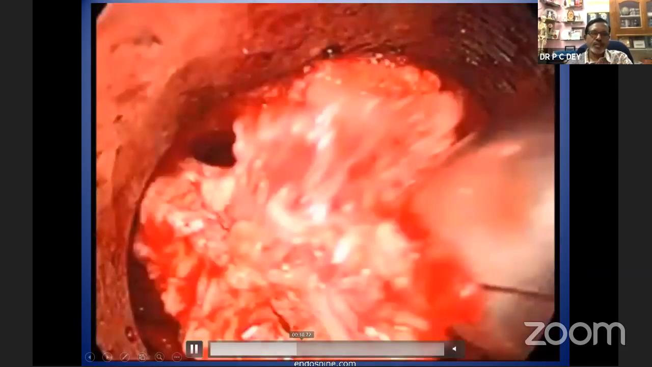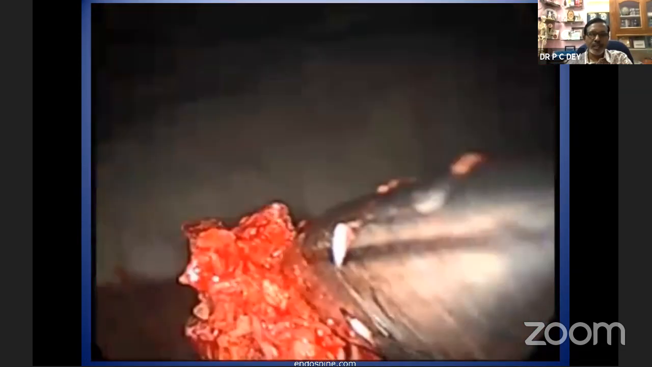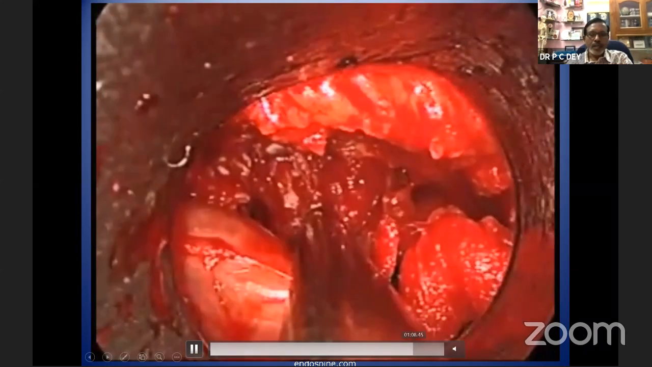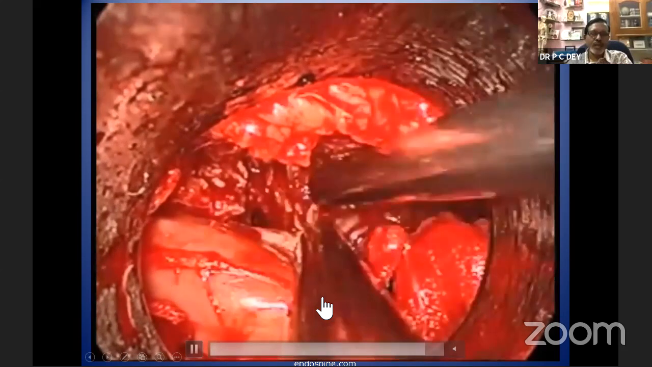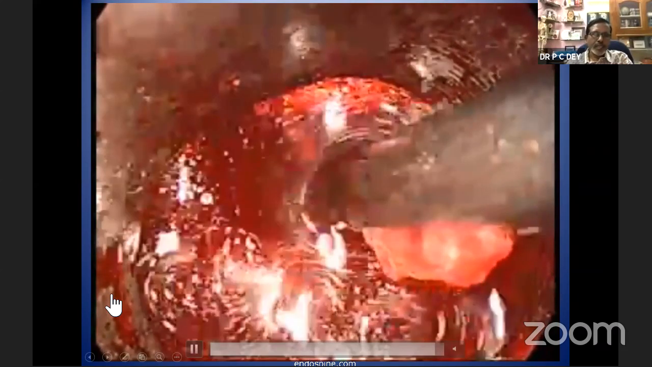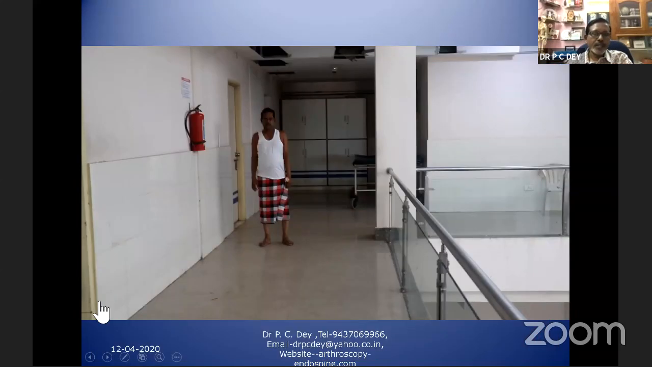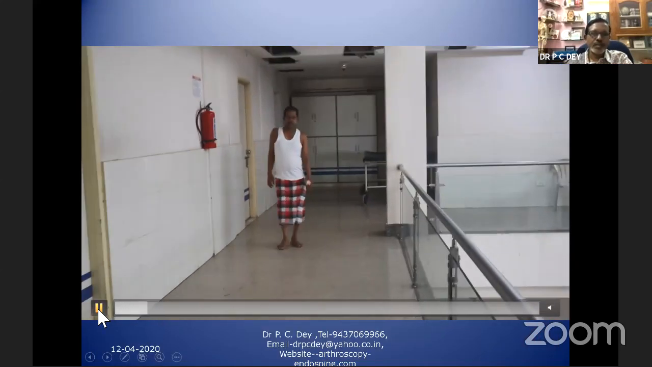This is the beauty, to see the same side and opposite side, both interlaminar windows at the same time. And then this is the irrigation with normal saline. You can see the flow from left to right and right to left. So this is the beauty of this technique. This patient is walking the next day morning, who was almost bedridden for months.